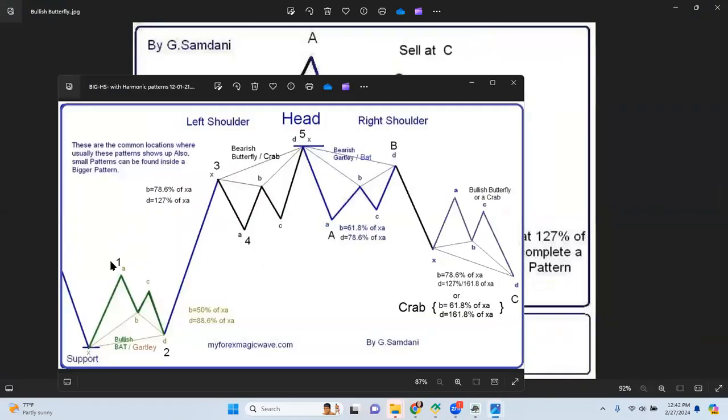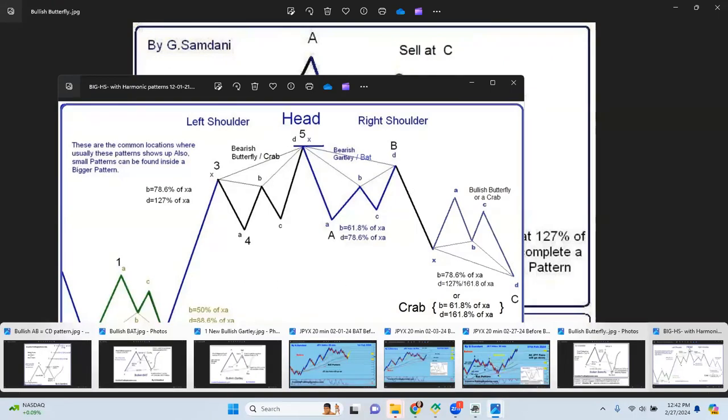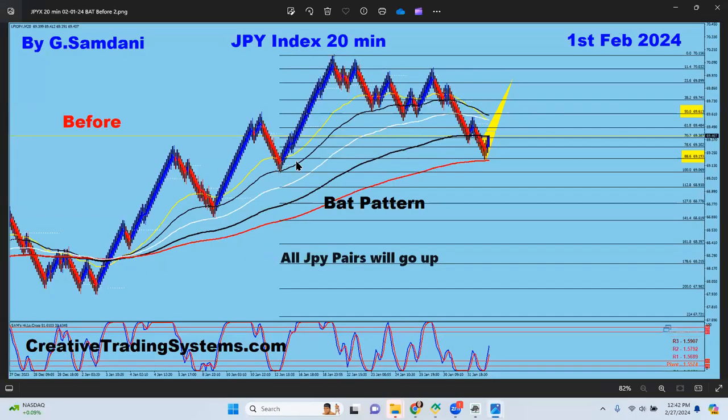Now this diagram shows where these patterns show up, right? If this pattern shows up here, it's no good. Or if this pattern shows up here, it's no good. Or if this pattern shows up here, it's no good, right? So you need to know exactly the location of these patterns, where they show up.